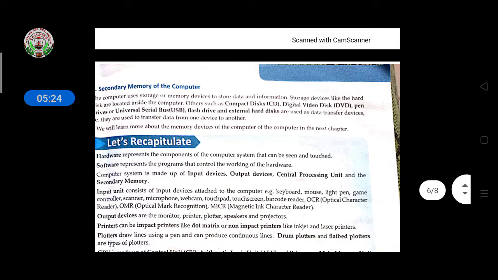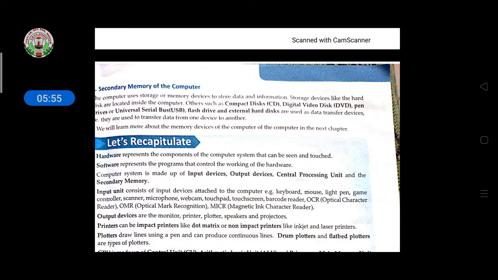Then the secondary memory of a computer. The computer uses storage or memory devices to store data and information. Storage devices like the hard disk are located inside the computer. Others such as compact discs, digital video discs, pen drives, Universal Serial Bus (USB) flash drives, and external hard disks are used to store data.